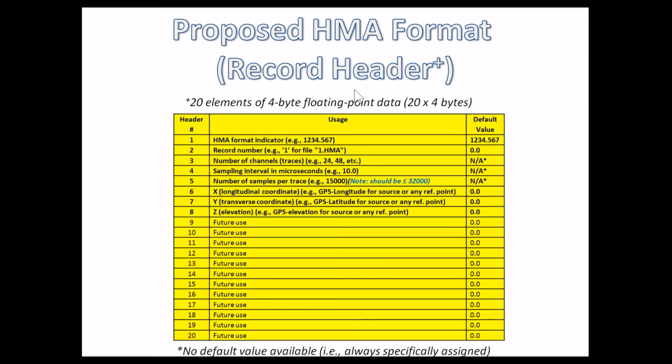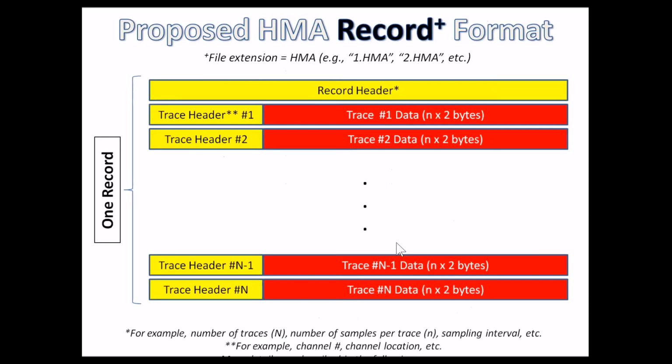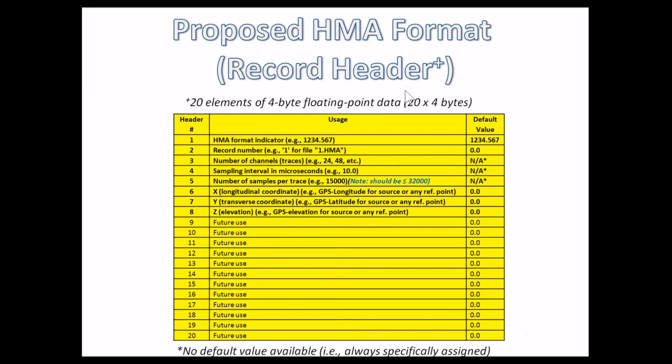So this is the proposed format for the record header, which is this one. That consists of 20 elements of 4-byte floating point data. There will be a header word number from 1 to 20. For now, I could think of 8 different usages for the first 8 elements, and for the remaining elements, we will come up with their own use as we go.